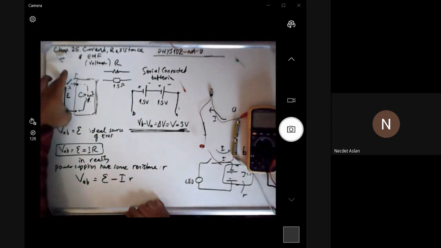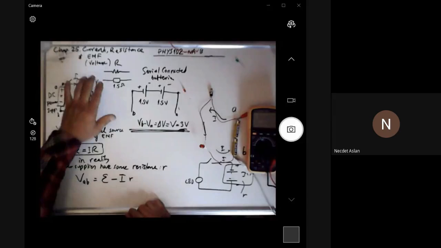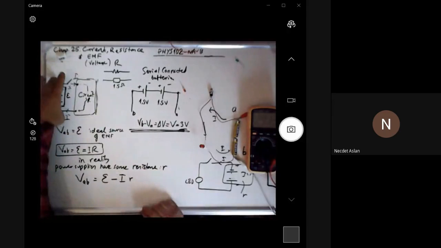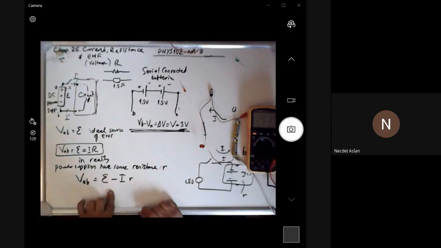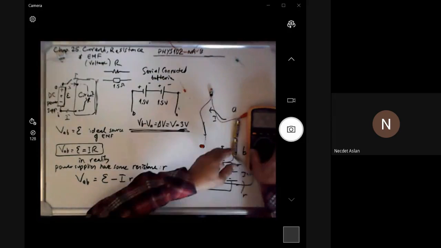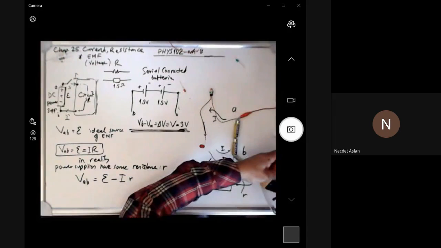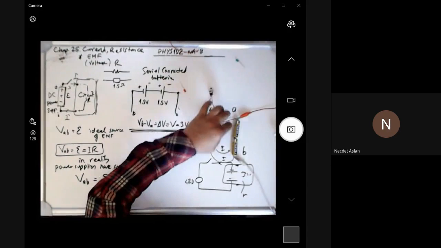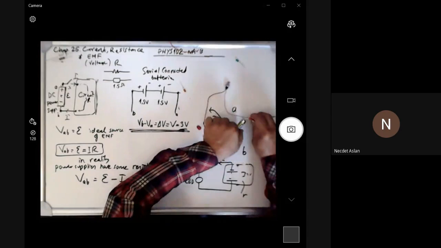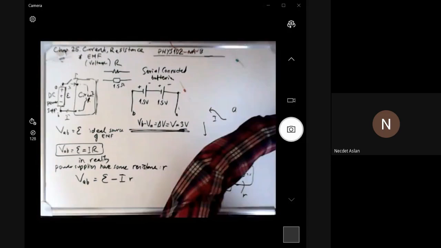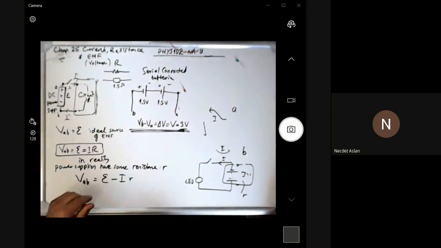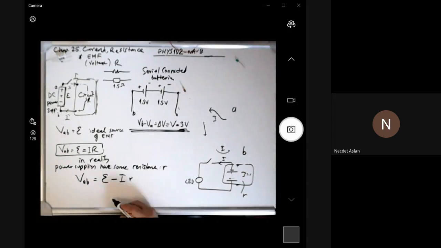So when you have 3 volts, when you connect to a resistance or a circuit, don't expect that this power supply will create 3 volts because it has internal resistance. But there are some other power supplies which are very expensive. Whatever load you connect, their potential difference will always be the same. So of course there are some power supplies like that.